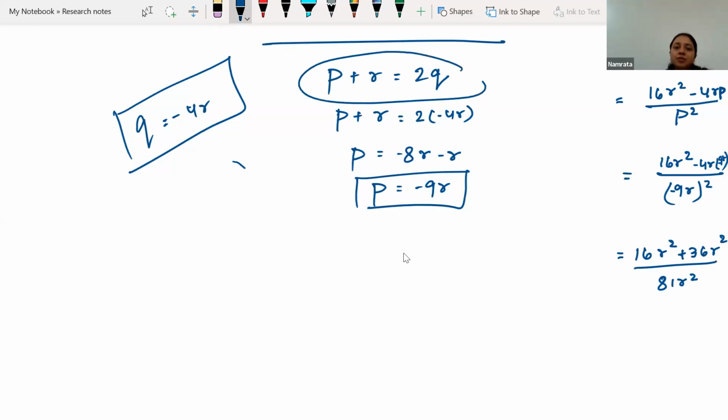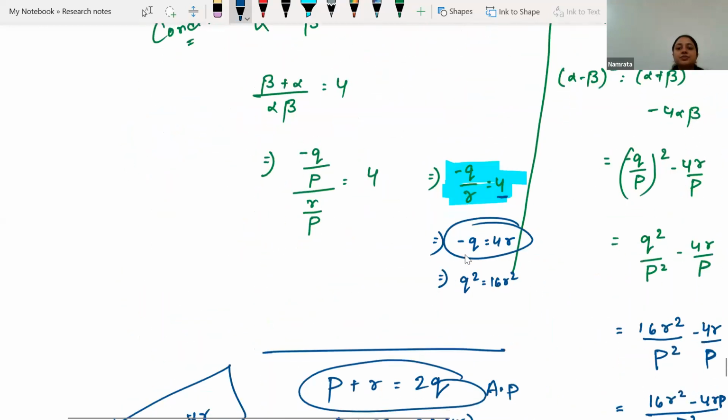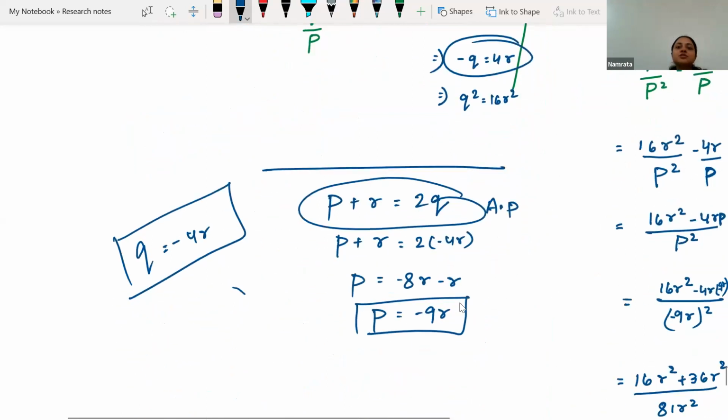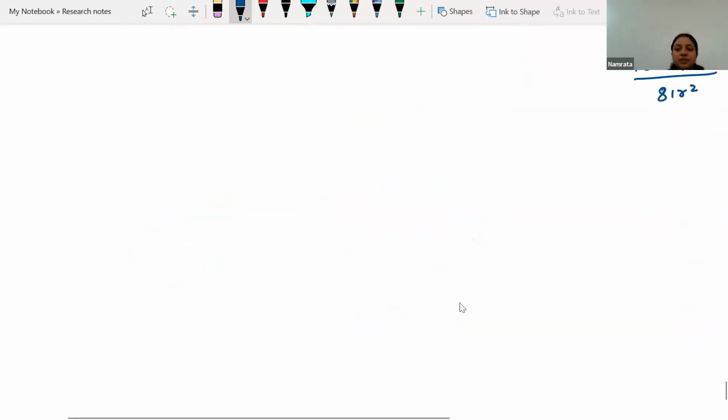This relation came from the AP condition, which we were having in hand, this one. P plus R is equals to 2Q. Here we have substituted our Q value, that is minus 4R. So basically, whatever informations we are having in hand, maybe that will help us to reach a value. Okay. Now we are having 16 R square and 36 R square, 6 6 12, 3 4 12, 52 R square. Is it clear so far? Yes, ma'am. This got cancelled and we just got rid of the variables.